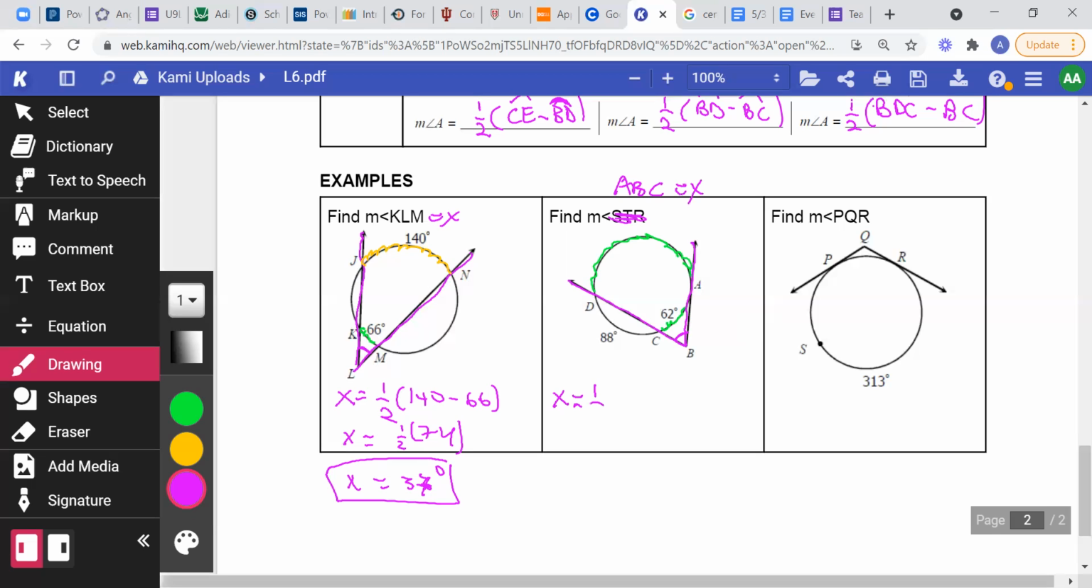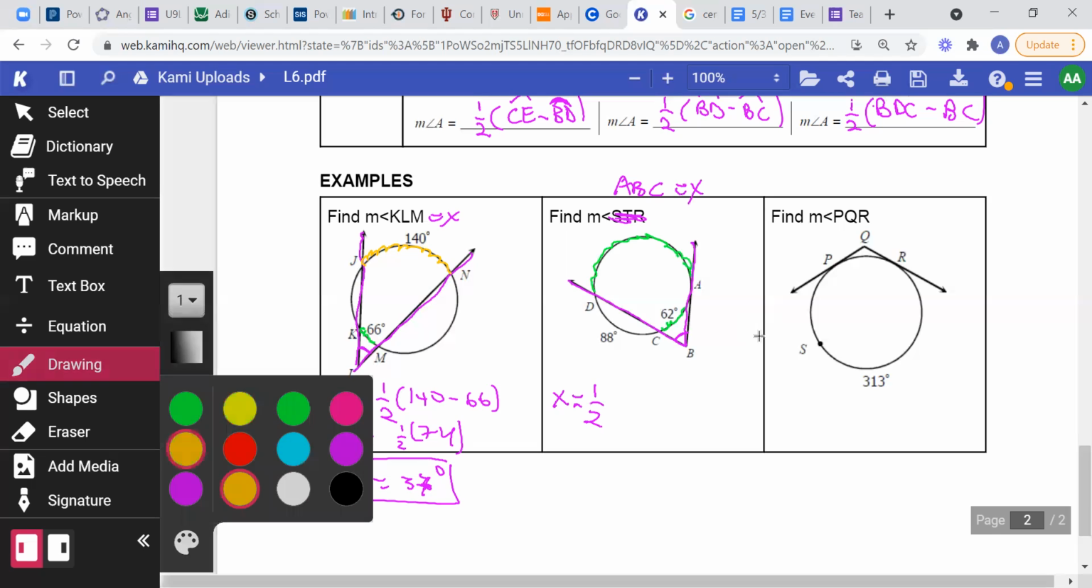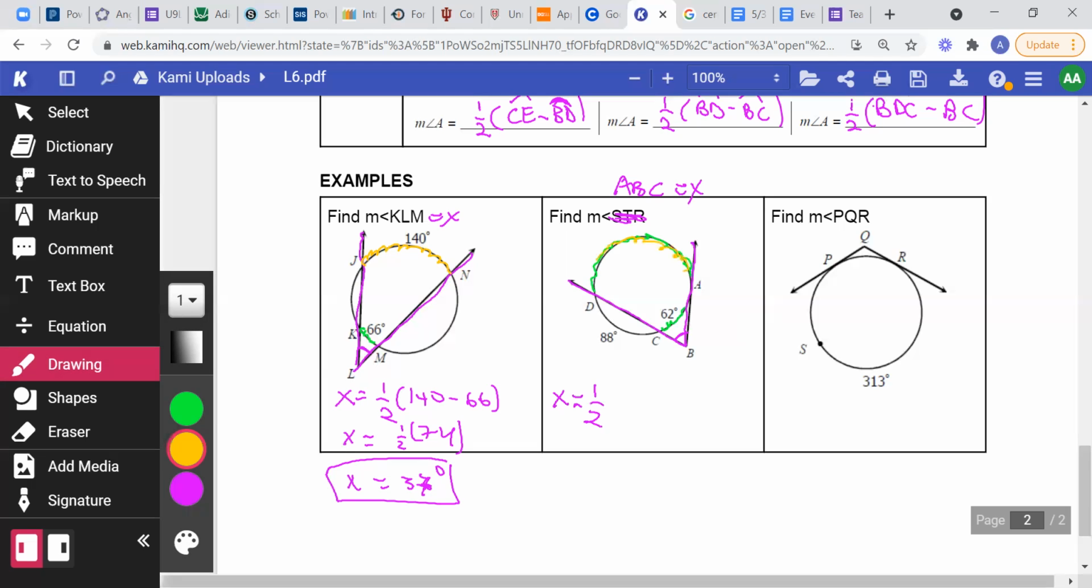X is going to be half of the orange arc, which is the big arc that is formed far away. So that will be DB, which we don't know, minus the green arc here, which is the small arc formed around that angle, which is 62. Then how do I get the orange arc, the big arc up here?